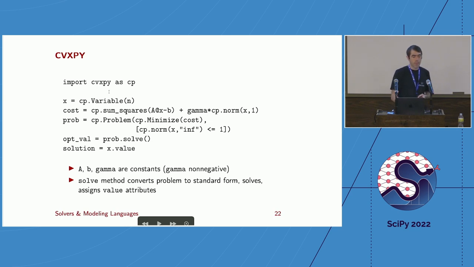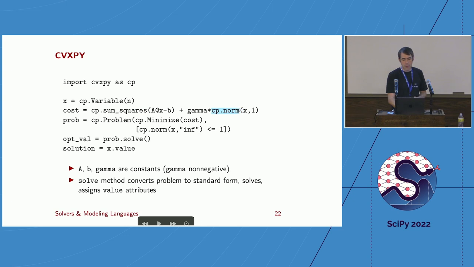Here's a CVXPY example problem. We import CVXPY, we define a variable x, so we've created an instance of the class Variable with dimension n, where n is defined outside this snippet. Then we start setting up our cost function. Here A and b are NumPy arrays, so 2D and 1D arrays. We've overloaded matrix multiplication and minus and all these arithmetic operators so that it's captured by CVXPY and forms this expression tree. Then we apply the sum_squares function, which takes the square of everything and then sums it. As you can see, this is a CVXPY function, and this is an important aspect of CVXPY. You have to use the functions that are defined in the library. You can't use black box functions. That's to guarantee convexity.